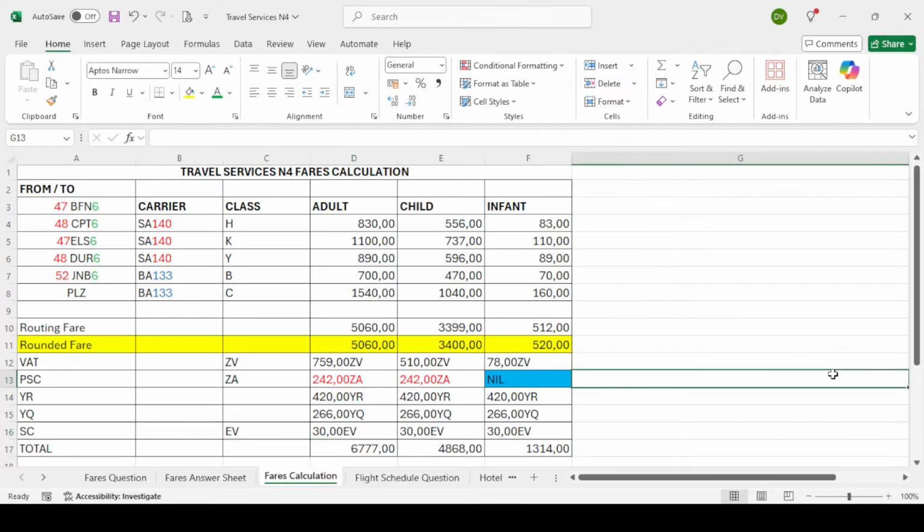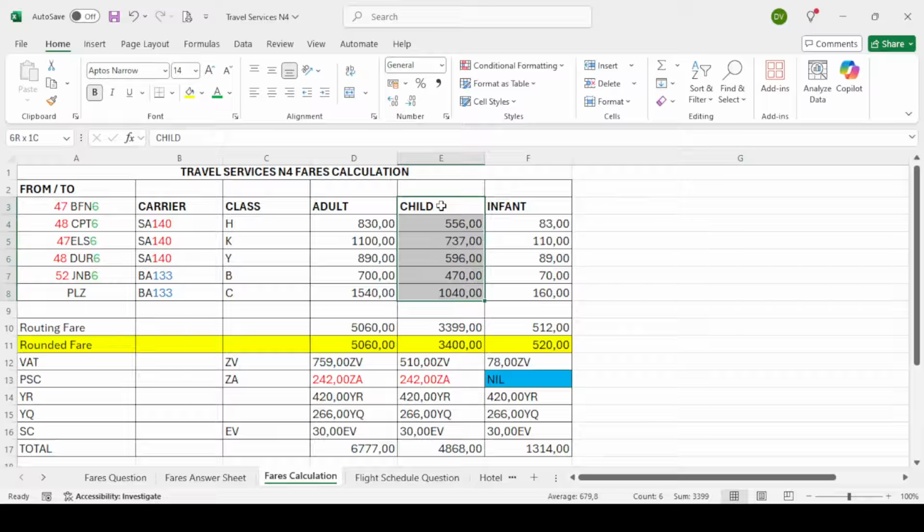Important to remember your .00 and your codes. And remember, with the child, we drop the cents. We do not take the cents into account. And then when we get to the VAT, we keep the cents. So yeah, this example didn't give any cents, guys. But if you had cents with the VAT, you would have kept it.